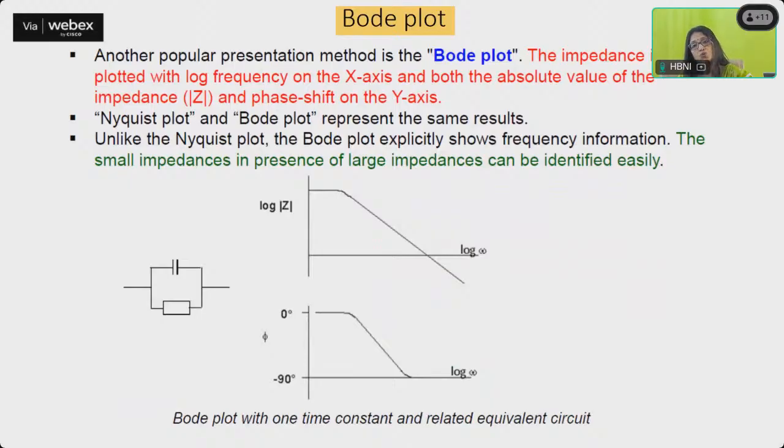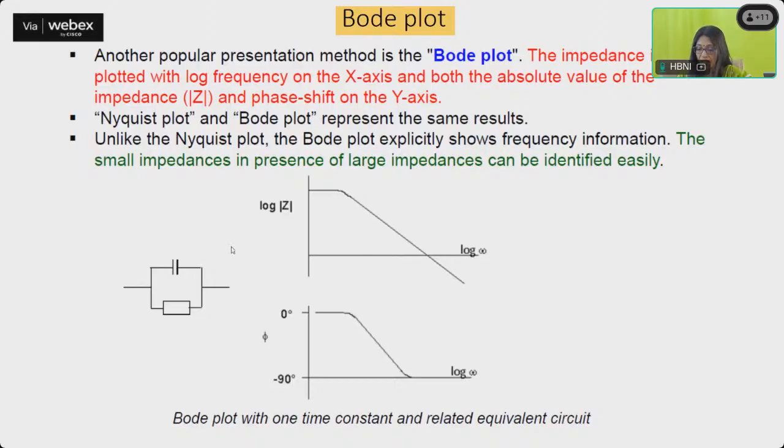Now another way in which you can have this data plotted is by the Bode plot. So this is another popular presentation method. The impedance in this case is plotted with log frequency on the x-axis, as you can see log omega on this x-axis, and both the absolute value of the impedance, that is mod Z or log mod Z, as well as the phase shift are plotted on the y-axis. So both the Nyquist plot and the Bode plot represent the same result. But what is the difference over here?